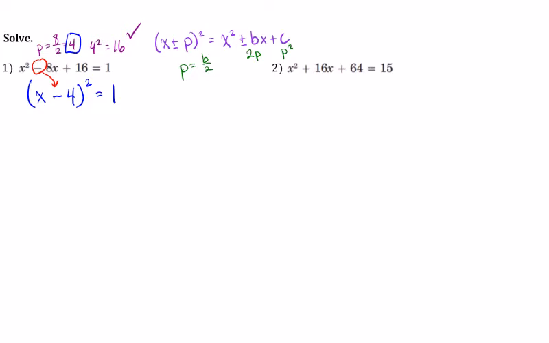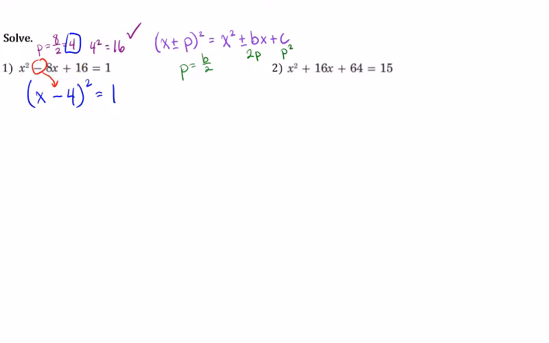Now, if you want to double check, you can FOIL this out and you'll get to this. If I FOIL it, I'll get x squared minus 4x minus 4x, which will turn into negative 8x, and then negative 4 times negative 4 is positive 16. So you'll definitely get this if you FOIL.